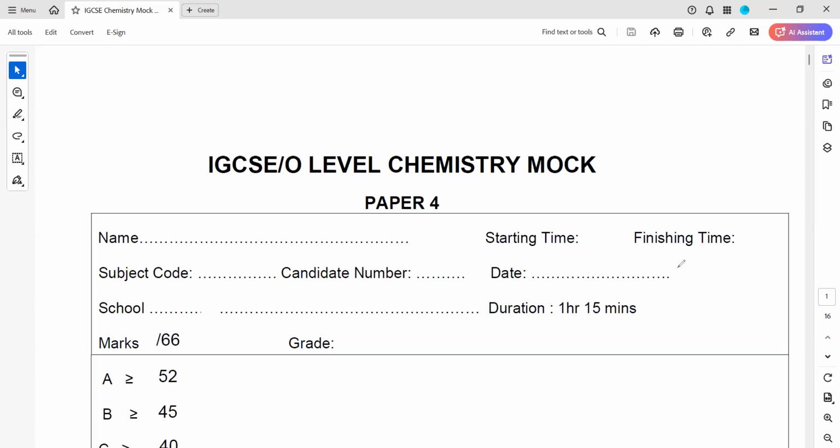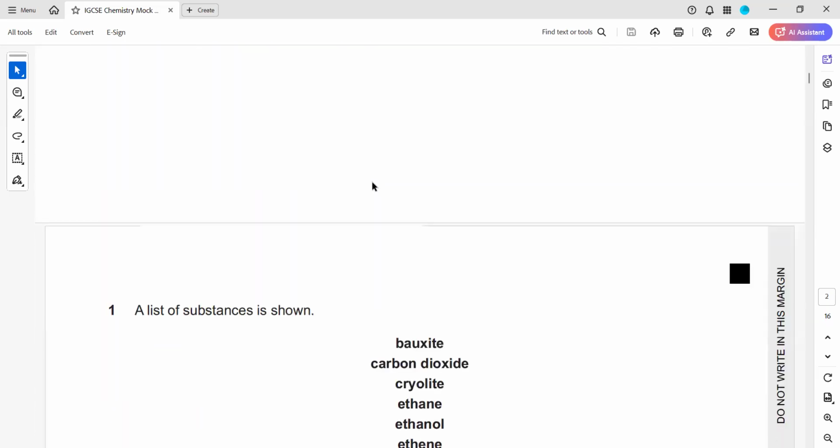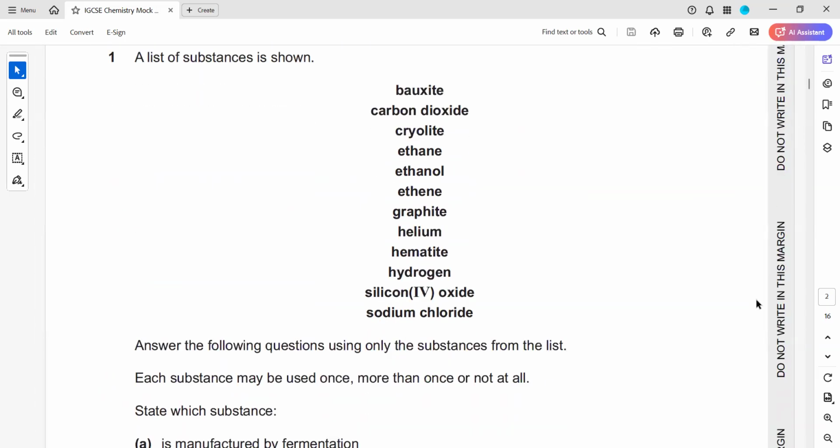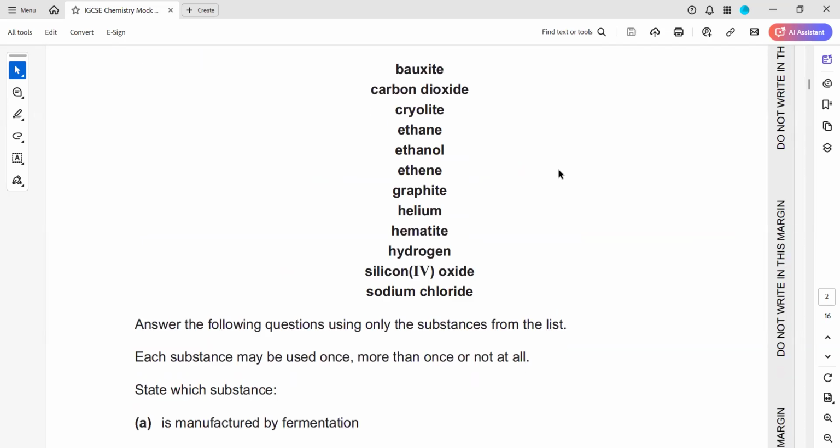So this is chemistry paper 4, mock set 2, okay? In this question, a list of substances is shown. You can see bauxite, carbon dioxide, cryolite, ethane, ethanol, ethene, graphite, helium, hematite, hydrogen, silicon 4 oxide.